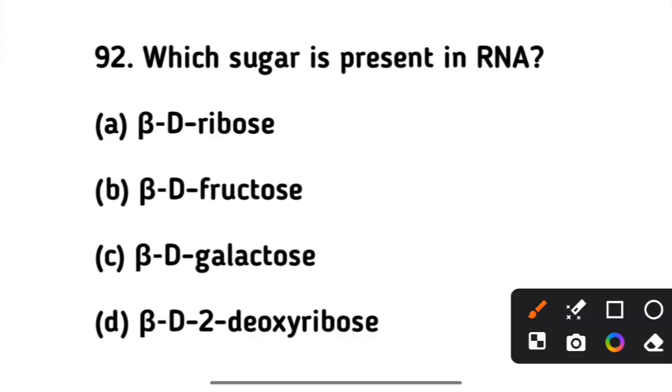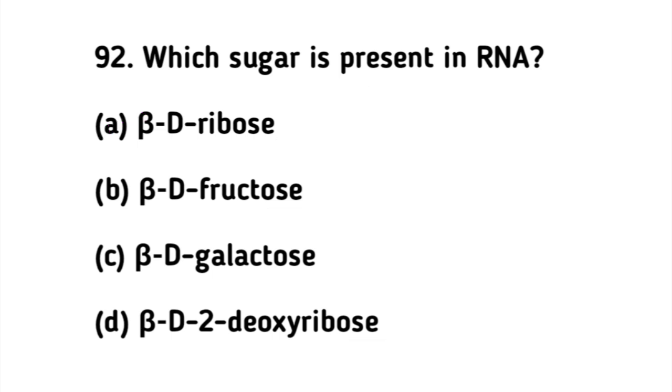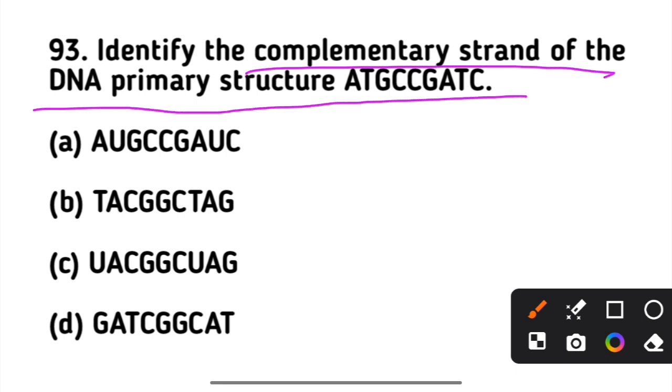Next, which sugar is present in RNA? Beta D ribose, beta D fructose, beta D galactose, beta D 2-deoxyribose. Option A is correct, beta D ribose. The sugar present in RNA is beta D ribose.